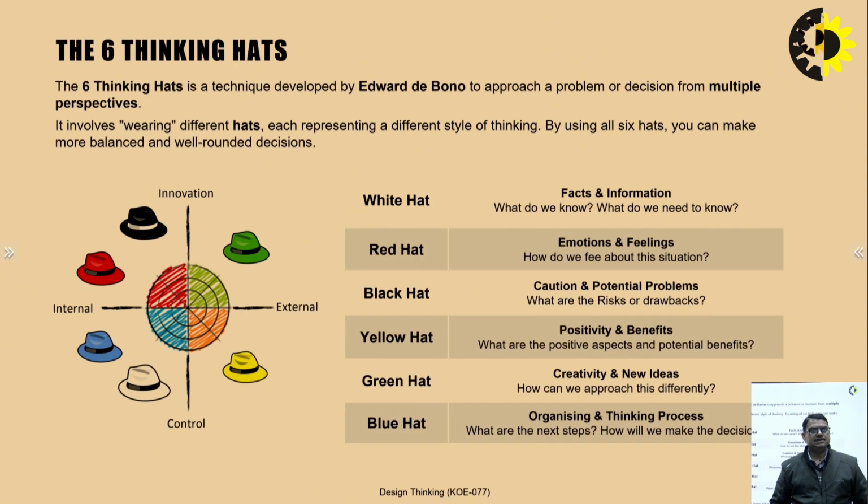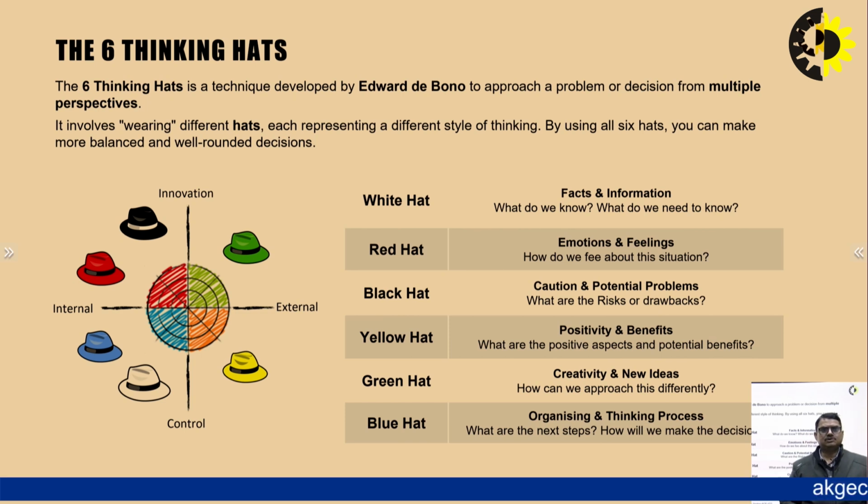The next technique is the 6 thinking hats. You can think about or relate this technique as a game or an activity that you can play among your friends or your team members. The 6 thinking hats is a technique which was developed by Edward de Bono to approach a problem or decision from multiple perspectives, right?